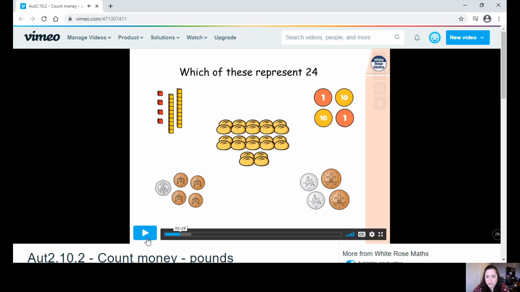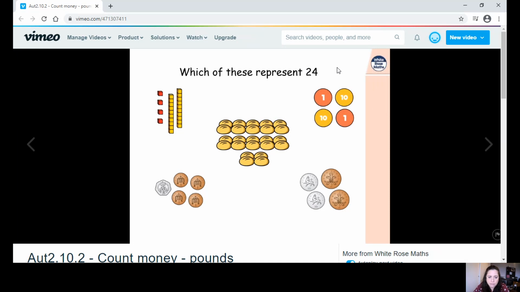Okay, so let's have a little think about what we know about 24. We know we've got 2 10s and 4 1s. So have a look at those pictures and see which ones have 2 10s and 4 1s.